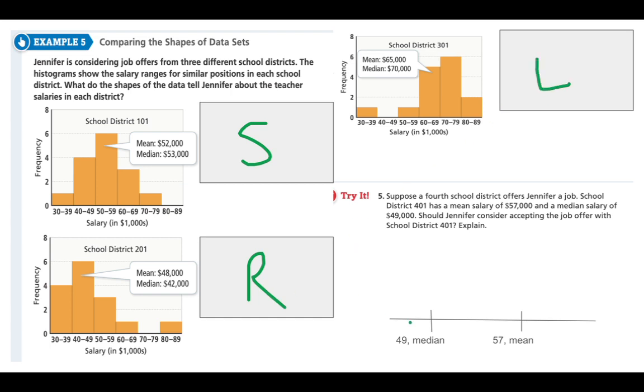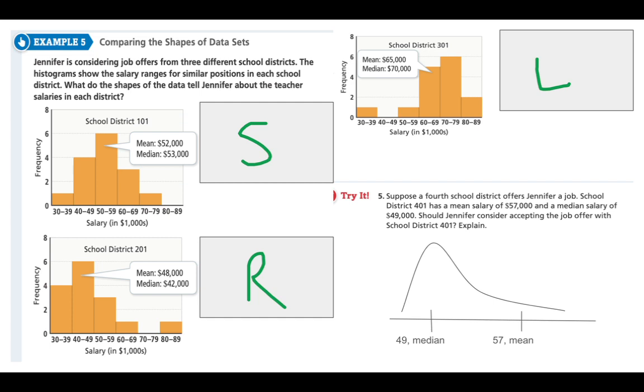So then the question is, what if she has this fourth offer? If we have this fourth offer, again, the median is where most of our data will be, and the mean is where the tail is going to be. So we end up with a curve that looks like this. Then the question would be, which job offer should she decide to take?